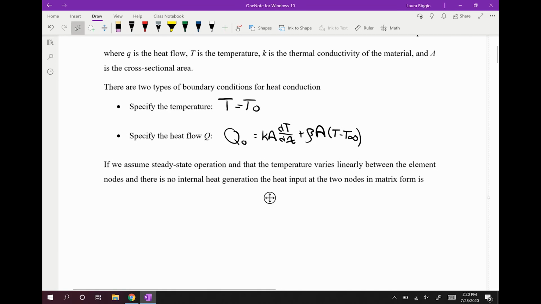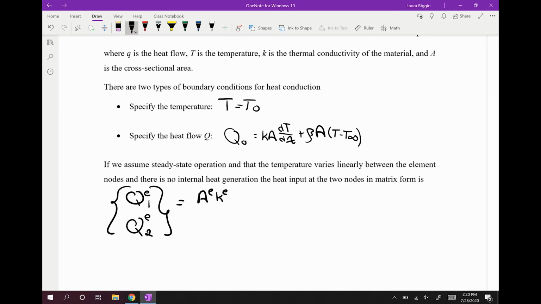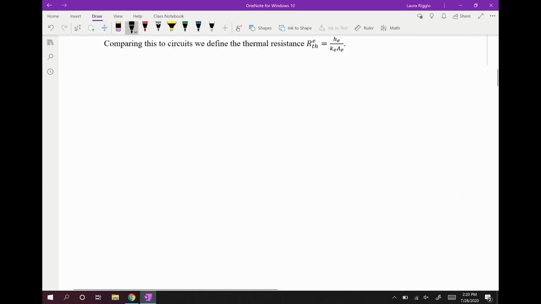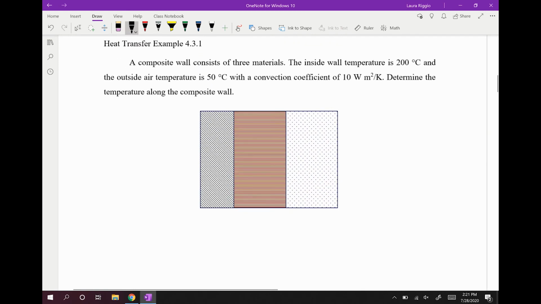So we're going to assume steady state operation and that our temperature difference varies linearly. So across a thermal element, we're going to have our heat flux at our two ends equal to our cross-sectional area times our thermal conductivity divided by our length, times the matrix [1 -1; -1 1], times our temperatures. Okay, so we're going to look at an example.